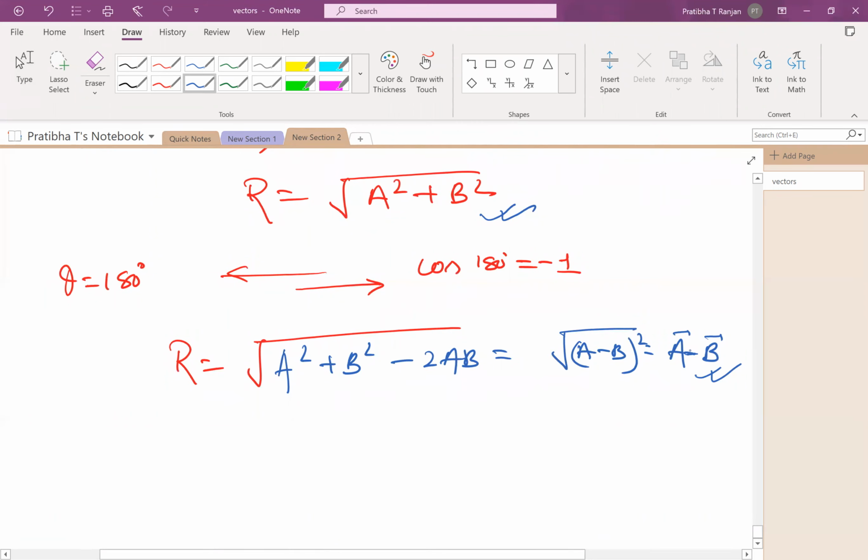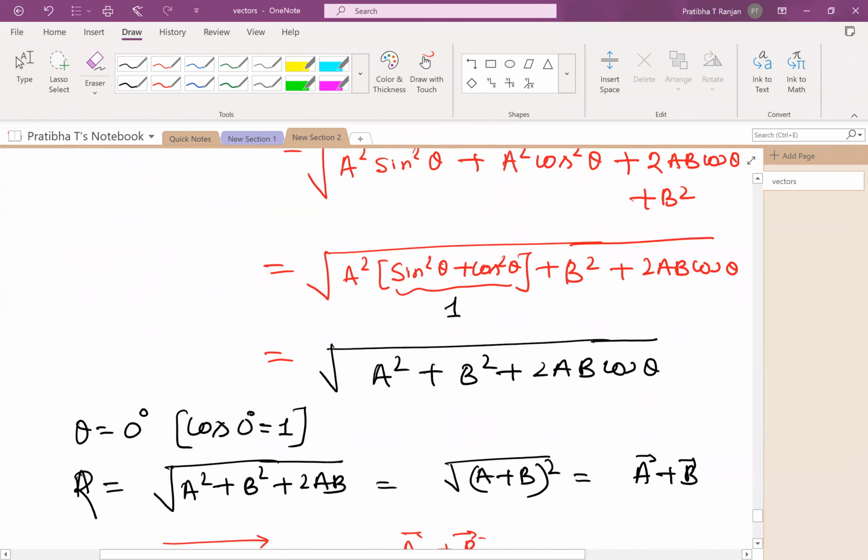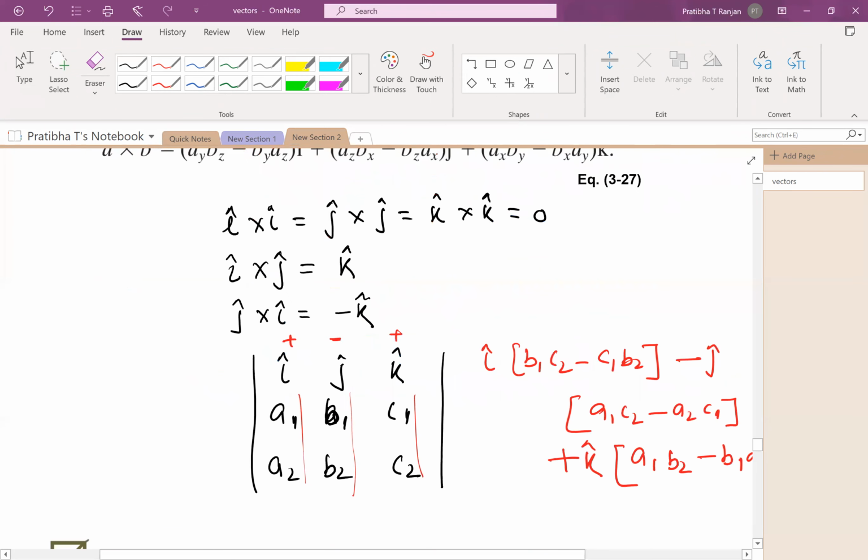Now if I have to find the direction, the direction is simply tan inverse of y component over x component, and it's simply tan inverse of a sin theta over a cos theta plus b, right? So this is all about vectors that you must know.